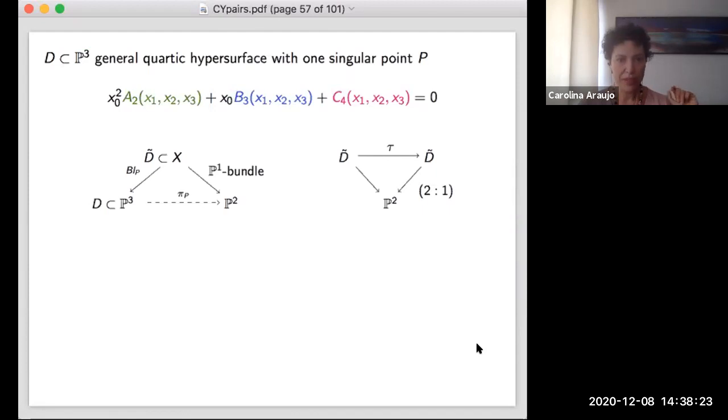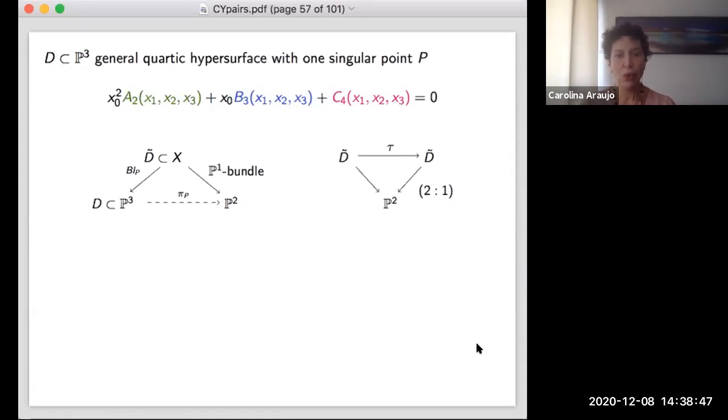So when I blow up the singular point P on P3, after the blow up I get the structure of a P1 bundle over P2, which is just resolving the projection from P. Now, what happens to D? After you blow up the point P, the surface D becomes smooth. So now this is a smooth K3 surface.